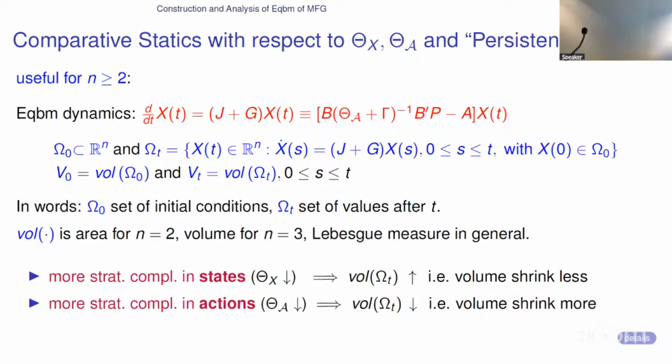If these sets are in R2, look at the area of these sets. If they're in R3, look at the volume. If they're in R4, look at the Lebesgue measure, and so on and so forth. So the volume of this set depends on the strategic complementarity. When there is strategic complementarity in state, it shrinks at a slower pace. When there is strategic complementarity in actions, it shrinks at a faster pace.